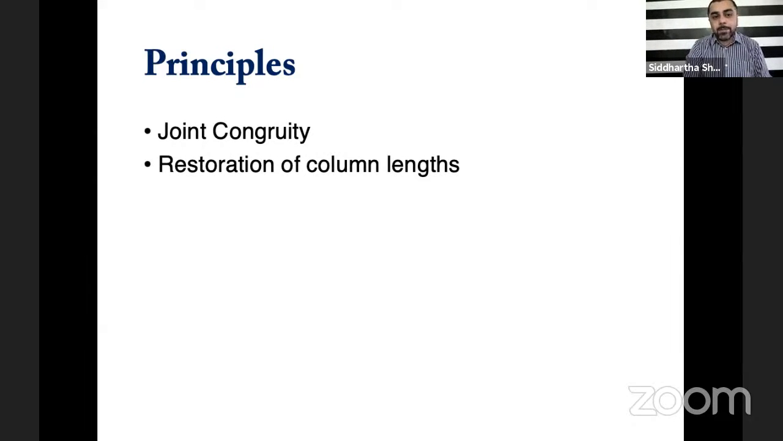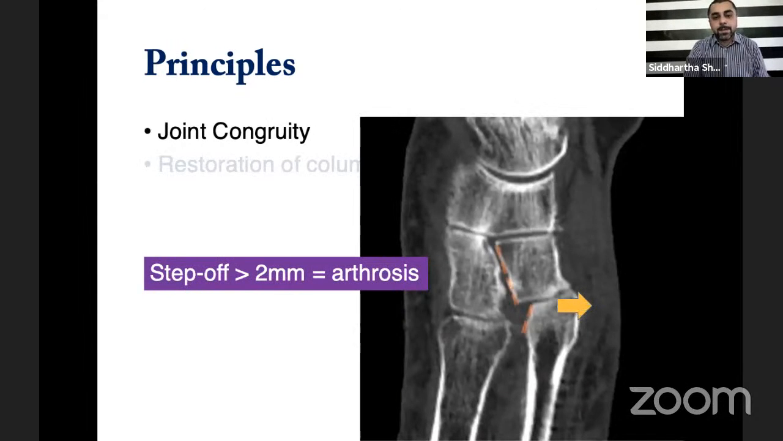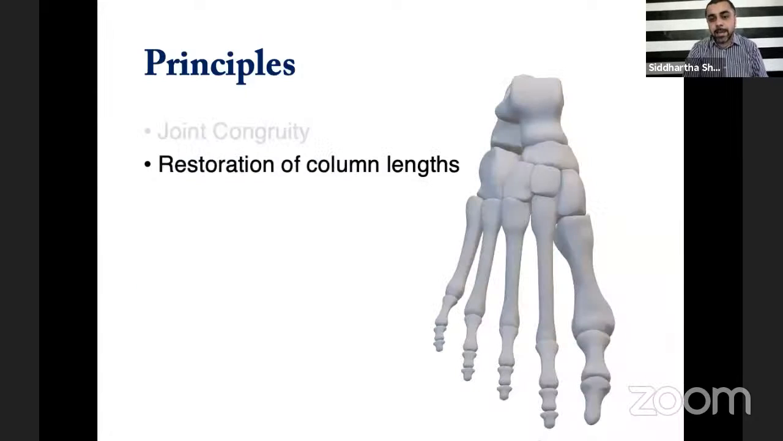The second important principle, which is nonetheless as important as the first, is restoration of the column lengths. Here, this is the principle of the step-off, and as you can see, the second metatarsal has shifted laterally. It's a small step-off, but small step-offs can result in arthrosis and pain.